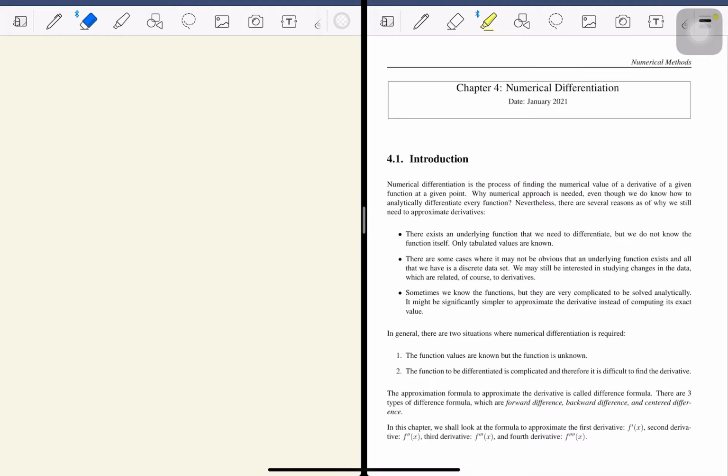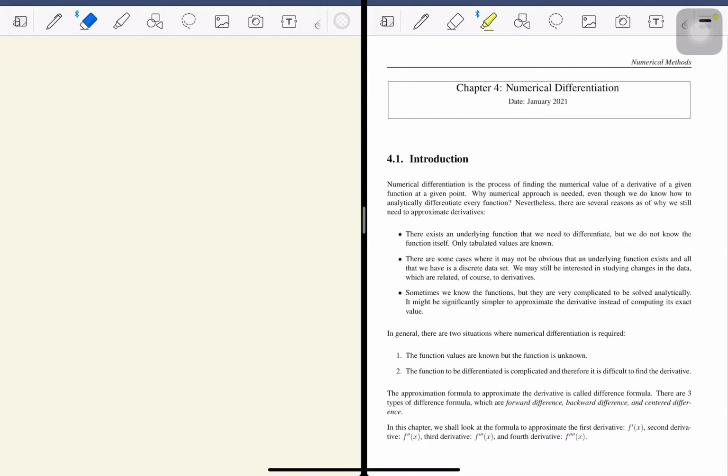Basically, numerical differentiation requires you to find an estimation for the derivative of a function. Obviously, when we talk about numerical methods, you will have a set of data. So you will actually estimate the derivative of the function based on the given data.